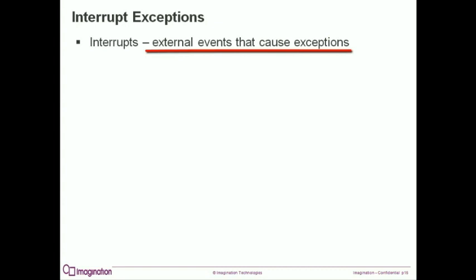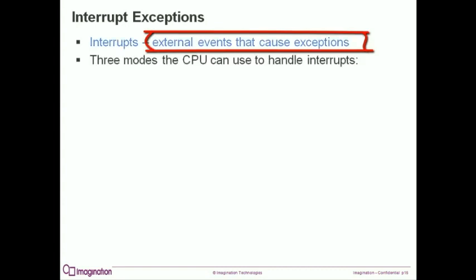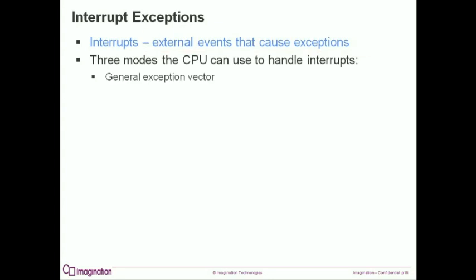Now I'll go into more detail on interrupts. Interrupt exceptions are generated by external events. There are three ways the CPU can handle these events. First, all interrupts can use the general exception vector. In this case, the exception routine would check the exception code in the cause register and see that it was an interrupt exception. Then the code would check the status of each device to see which one caused the interrupt.